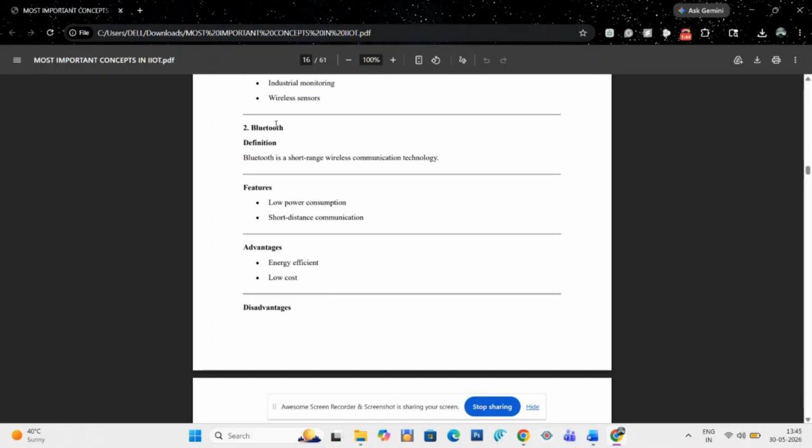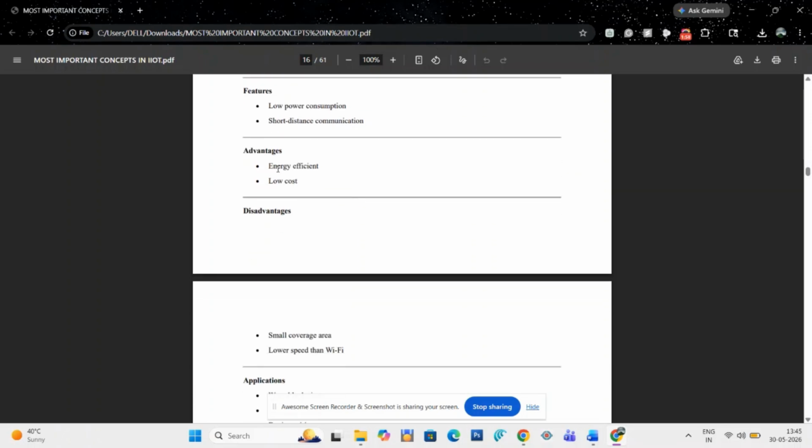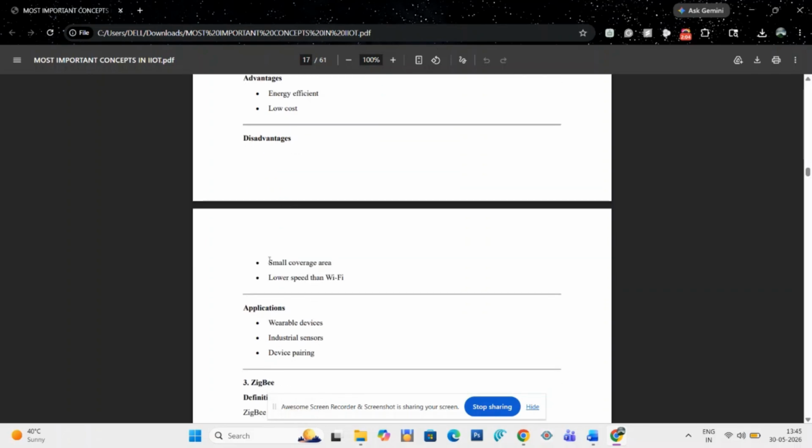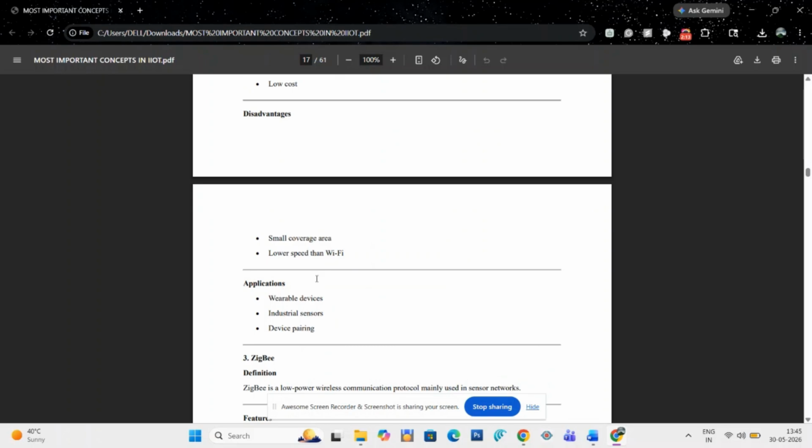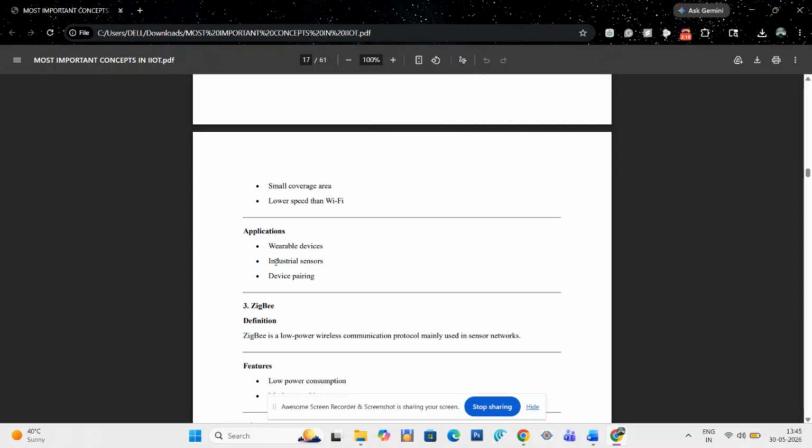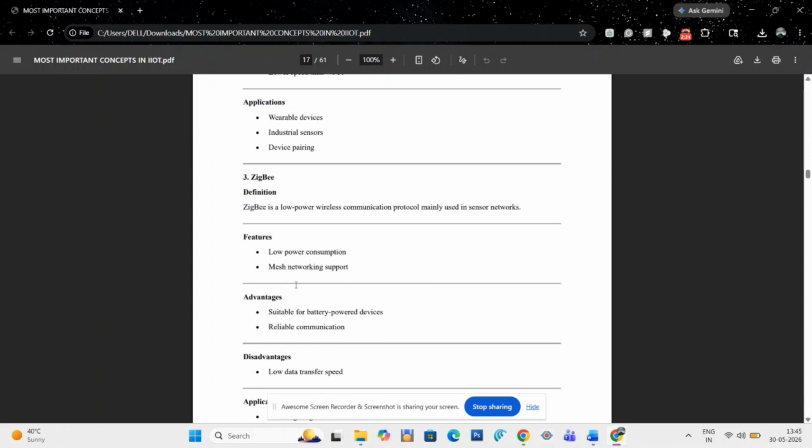The second communication technology is Bluetooth. What is Bluetooth? Bluetooth is a short range wireless communication technology. The features of Bluetooth are low power consumption and short distance communication. The advantages of Bluetooth are that it is energy efficient and low cost. The disadvantages of Bluetooth are a small coverage area and lower speed than Wi-Fi, so that's why it is not as widely used as Wi-Fi. The applications of Bluetooth are in wearable devices, industrial sensors, and device pairing.